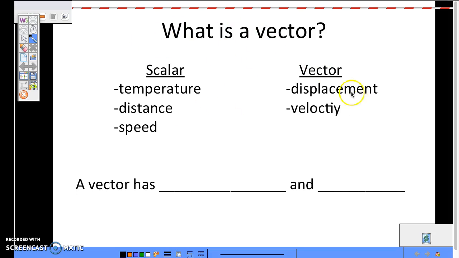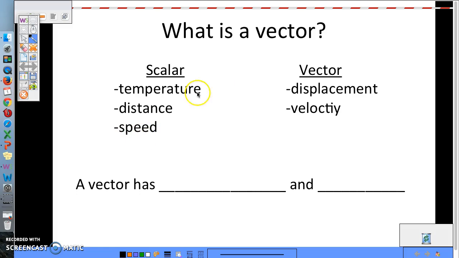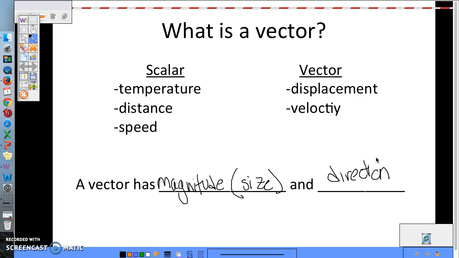Well, there's a difference between a scalar and a vector. A scalar here is something like temperature, it's 32 degrees outside, or distance, he ran 5 miles, or he's going 52 miles per hour. Whereas a vector is more like displacement and velocity. So you're adding something else to here. A vector is something that has magnitude, which is the size of it, and direction. So when you're talking about he's going 52 miles per hour in a northwestern direction, we're adding that directional piece there.